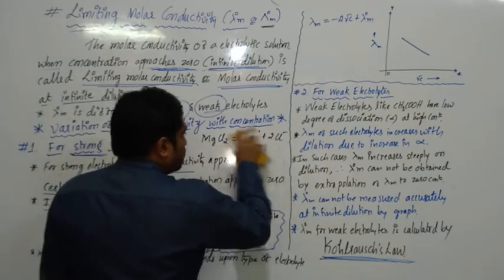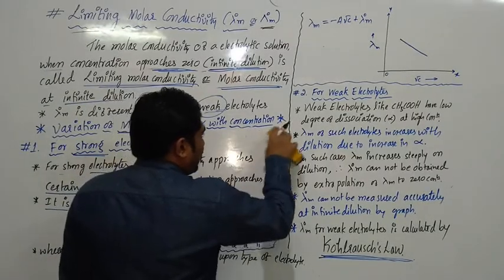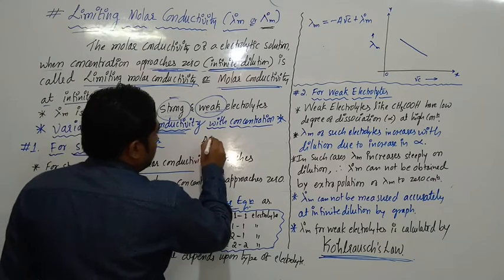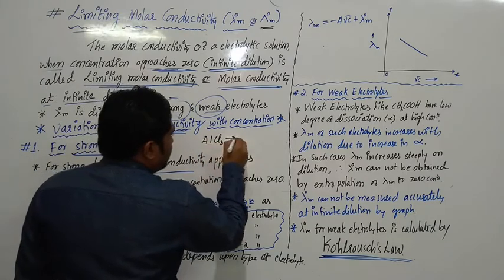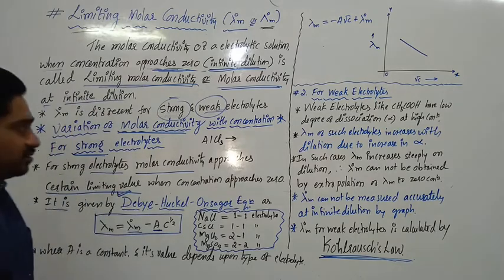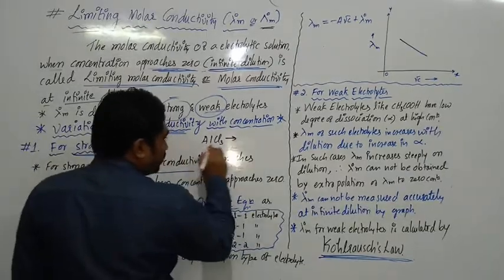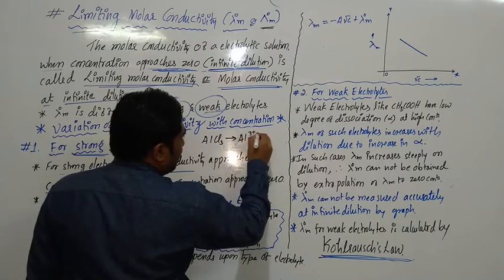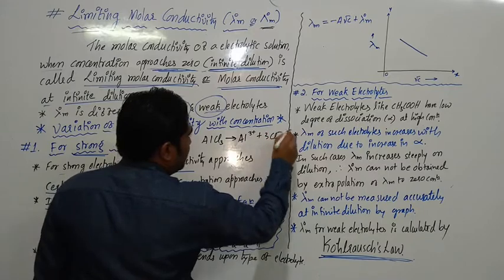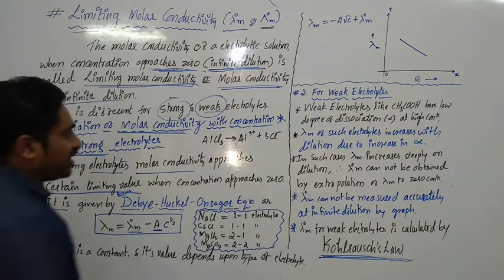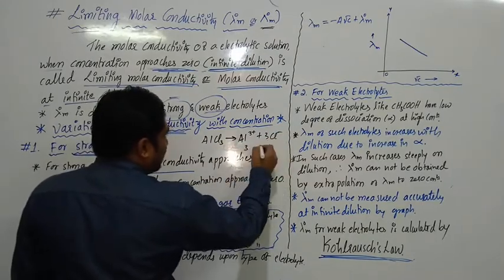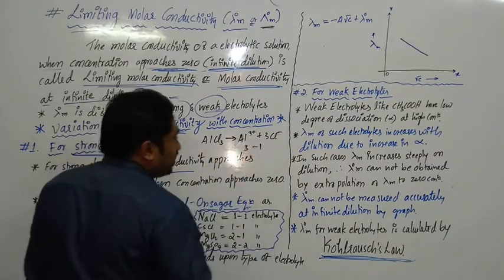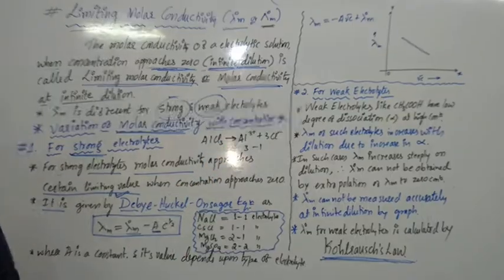I will give one more electrolyte. If I take AlCl3, which type of electrolyte is it? On dissociation, it gives Al3 plus and 3 Cl minus. The charge on the cation is 3, and the charge on the anion is 1 (actually it is minus 1, and the cation is plus 3). So generally we take it as a 3,1 type electrolyte.